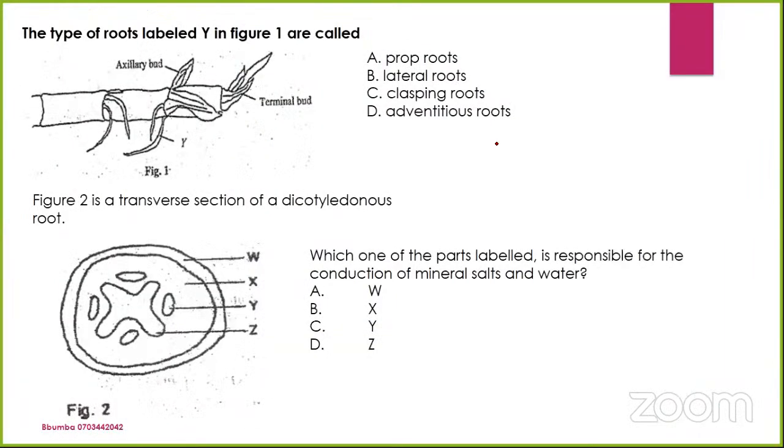For today, let me begin with this starter question here. If we can only do this question and then we begin, just to remind ourselves of what we did last time. The question says that figure 2 is a transverse section of a dicotyledonous root. It has part W, part X, part Y, and then part Z.